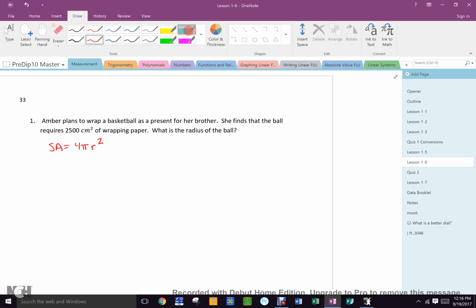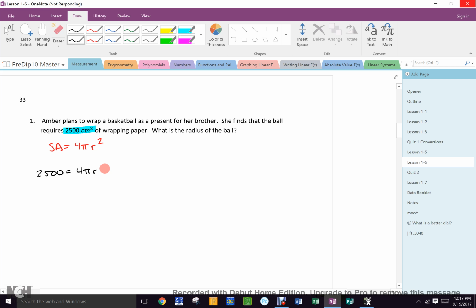What number do we have? We have the surface area. Where do we write that? In the surface area: 2,500 equals 4 pi r squared. Now, what is your job? You have to isolate the variable. Isolate the variable by doing what?